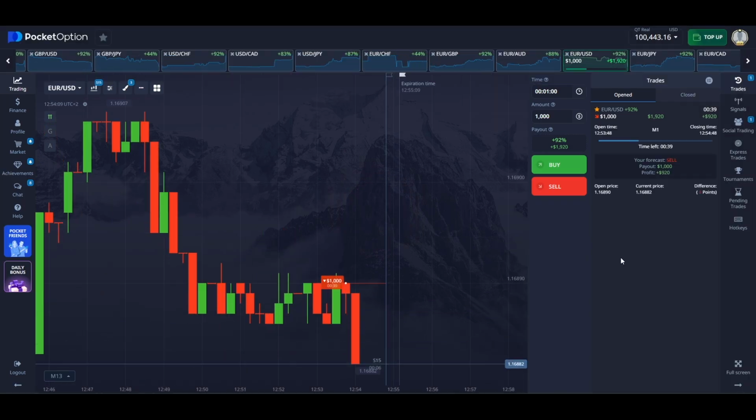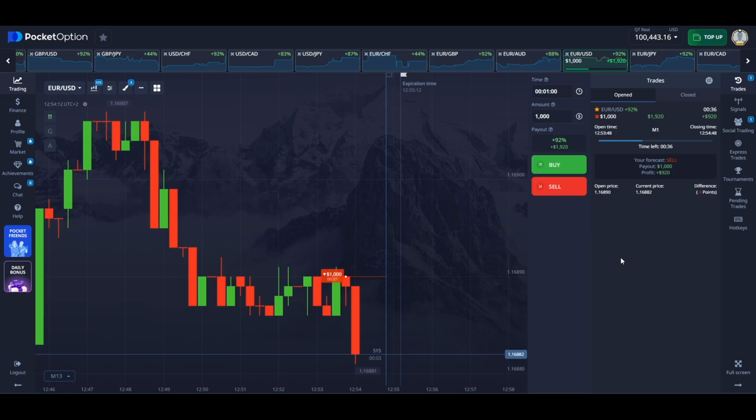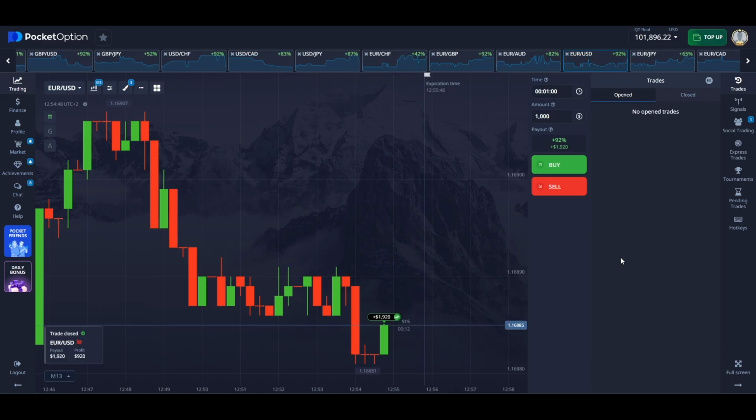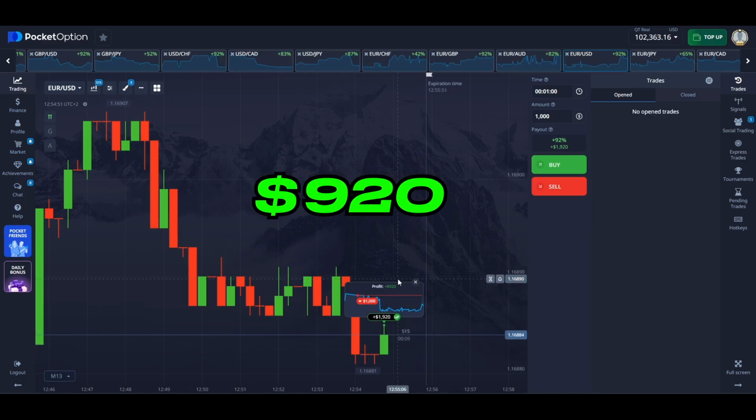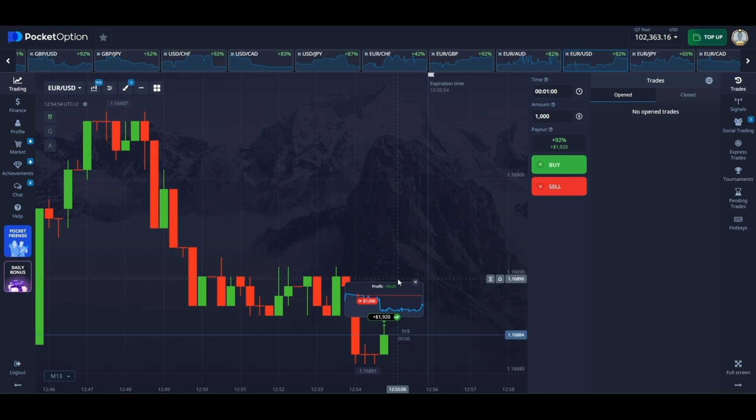Next, I'll show you how this robot sees the chart, how it's set up, and how you can start making money with it. But for now, I'm just watching. An excellent first trade brings me 920 bucks. And let's take a look at how this robot works.